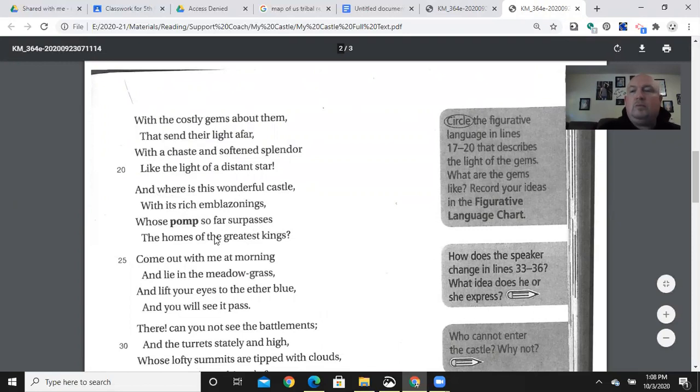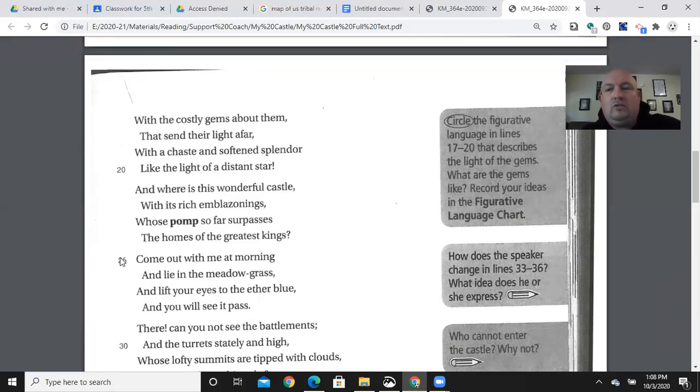kings? So now I'm going to picture wonderful castles, rich emblazonings. So it's got all kinds of stuff. And I'm picturing the homes of the greatest kings. So it's not just some medieval king who's got 12 acres and a mule. It's going to be something amazing. Things that you would see if you were watching about Camelot or one of those mythical places. And I also know that pomp is a word in a song called Pomp and Circumstance. So it's something that's going to be amazing or great.